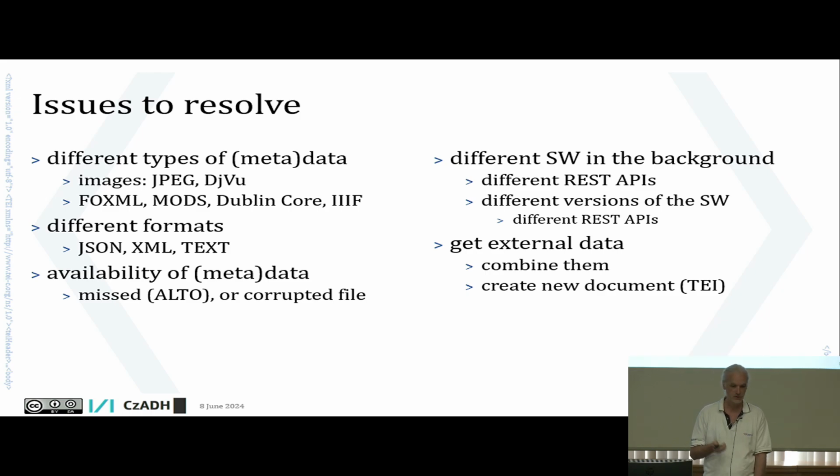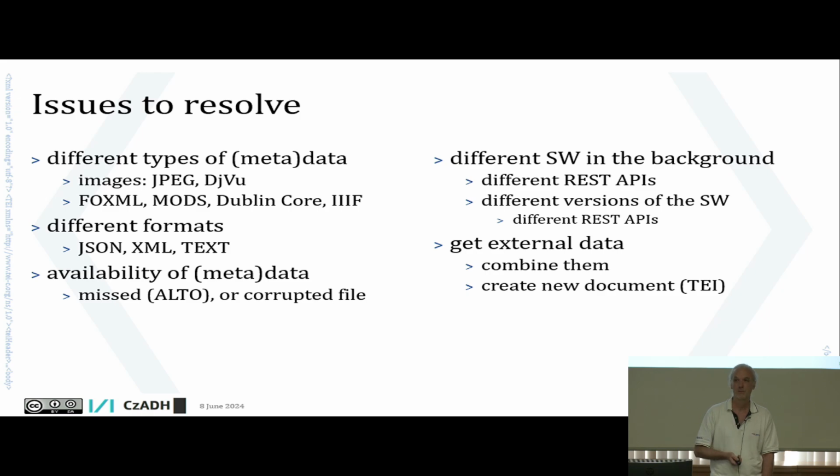So there are a lot of types of data and metadata. Images are mostly JPEG, but the old Czech digital library uses the DjVu format, for example. FOXML etc. is in XML, but REST APIs use JSON. And sometimes not all data are available because it's missing, for example, a result of OCR, or a file is somehow corrupted.